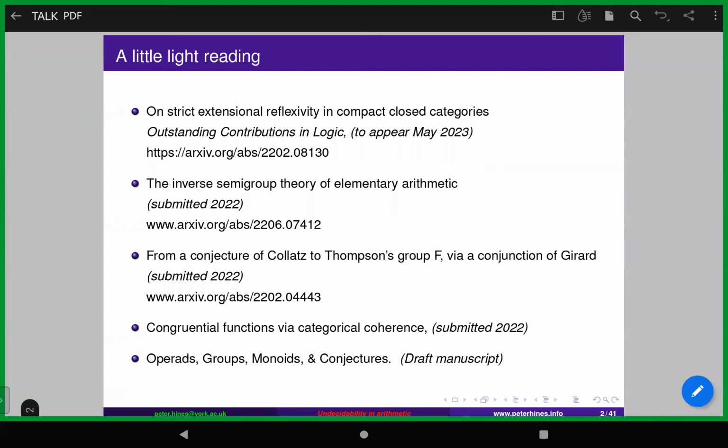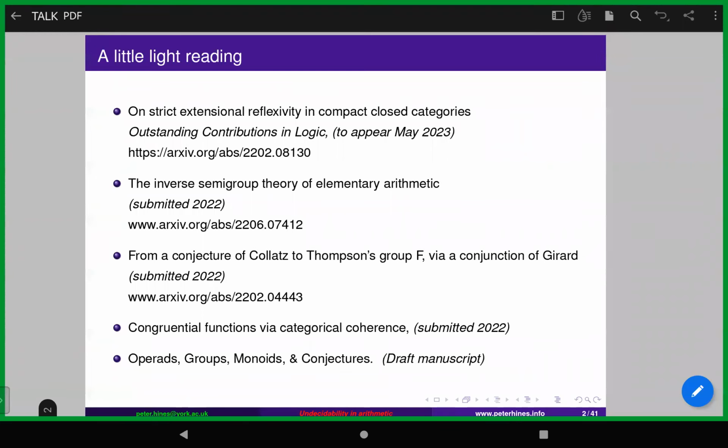What I'm talking about today is category theory through and through, but at the same time, I try and reserve the actual category theory for category theory conferences. So if you're interested in a full categorical logic approach to things, that's the first item on this list, which is to appear in about a month's time. Today's talk is mostly based around the third one on the list here. And yeah, a little bit of light reading, as it says.